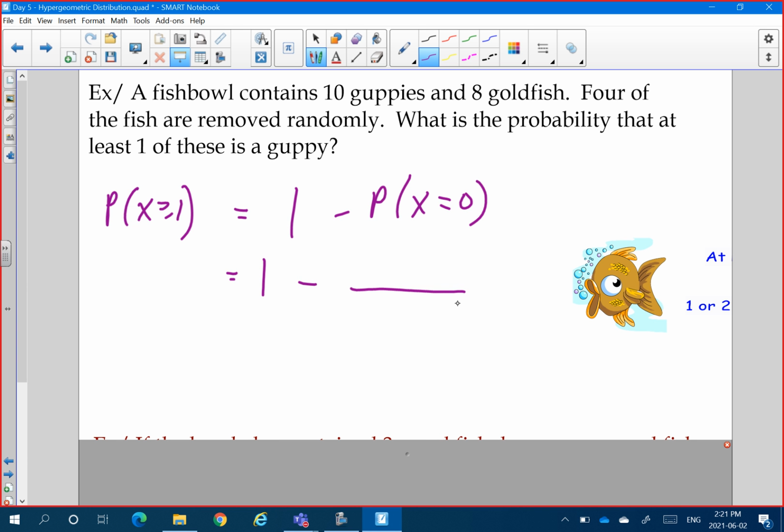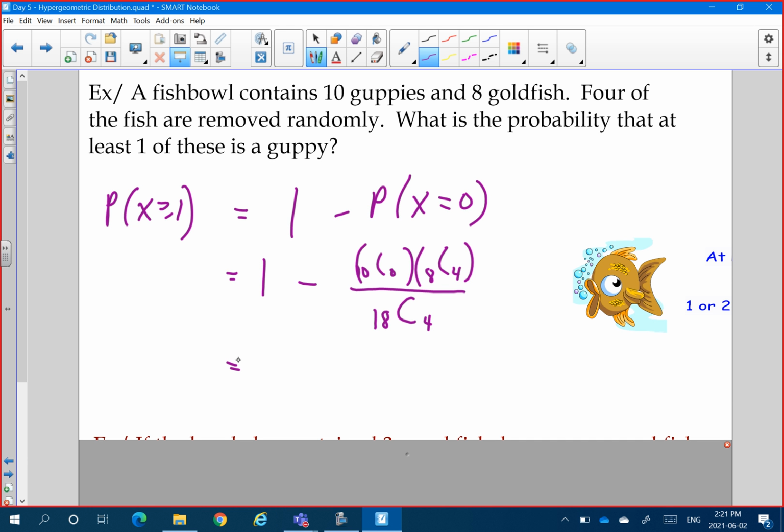So we know our total. How many fish are there total? Well, there's 10 guppies and 8 goldfish, so there's 18 fish total. And we're choosing 4 of them, right? Because 4 fish were removed. Now, if 0 guppies were chosen, we had 10 to begin with, 10 choose 0. And the rest of them were goldfish, but out of those 8, you have to choose 4 of them.